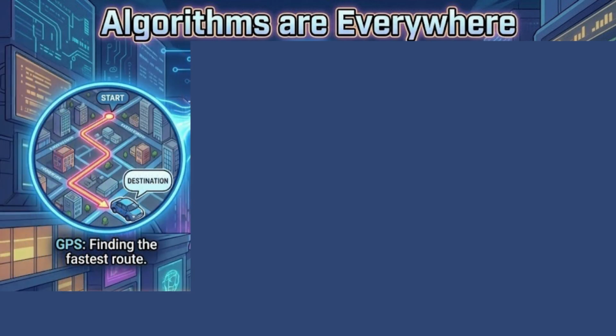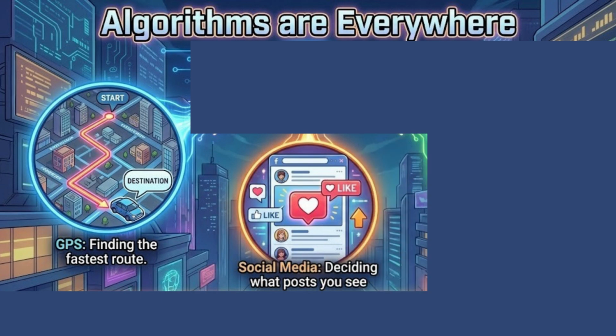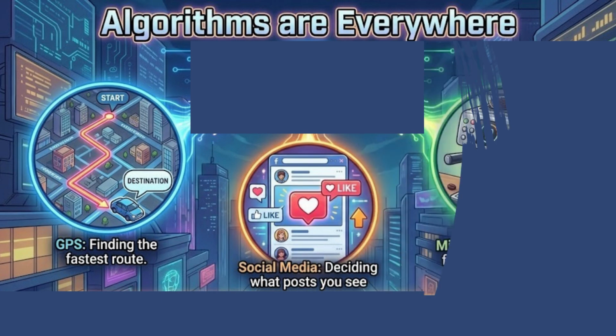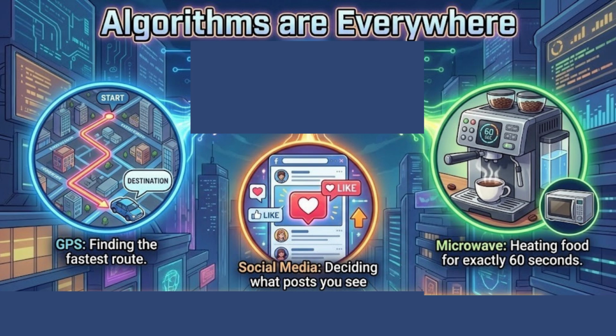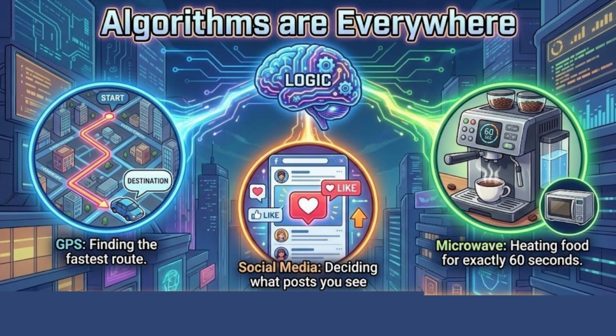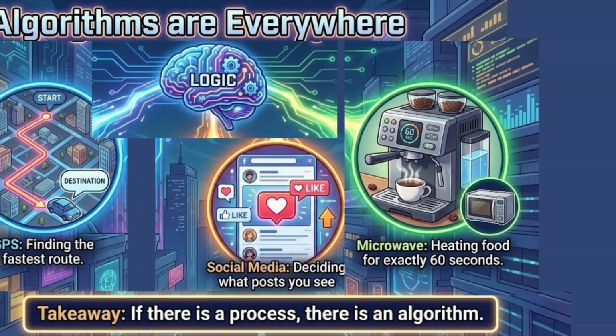The truth is, algorithms are everywhere. Take your GPS, it's strictly finding the fastest route. Or social media, it is deciding what posts you see. Even your microwave is running code, heating food for exactly 60 seconds. The takeaway is this: if there's a process, there's an algorithm.